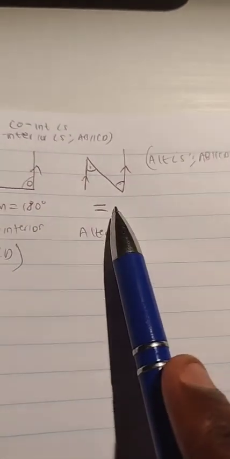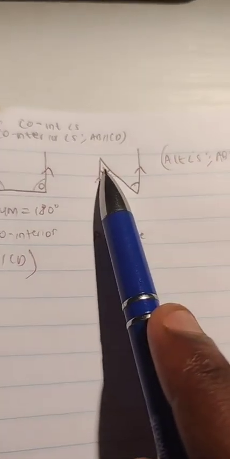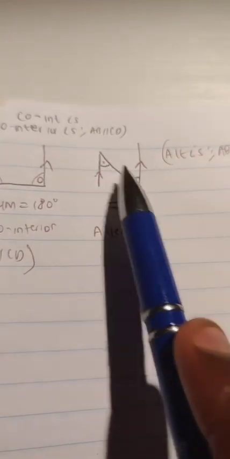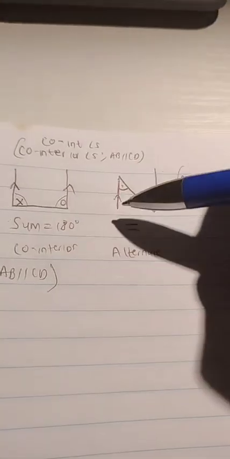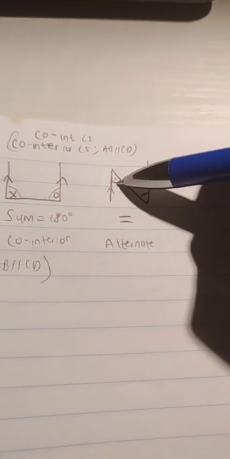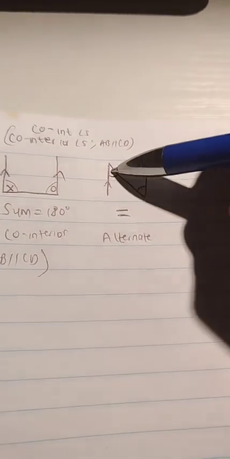Okay, then we have the N or the Z shape, which basically means those angles that are situated in that position. We say those angles are alternate, and whenever we use this particular approach to find a missing angle, it means that we state the reason and we say alt angles for short, and we state the lines that are parallel.